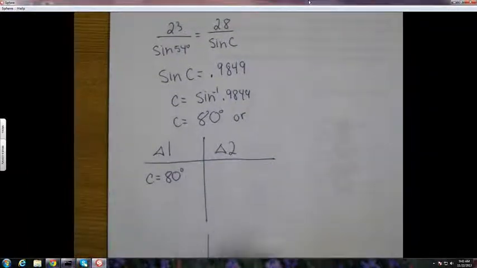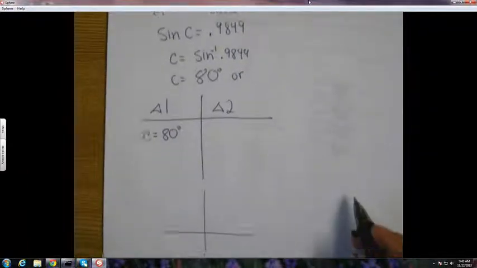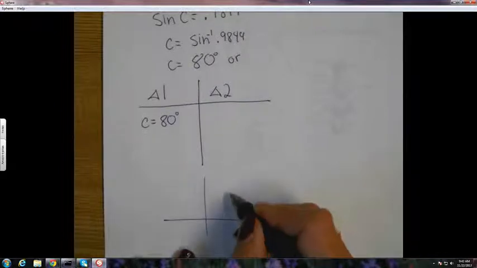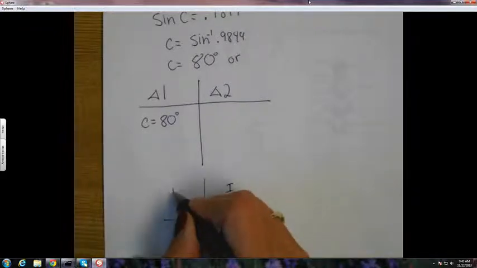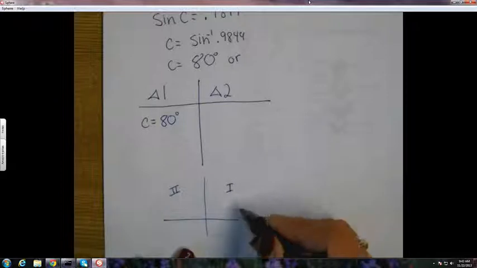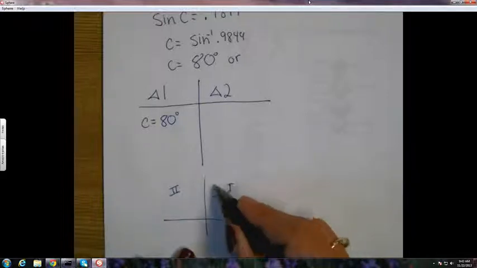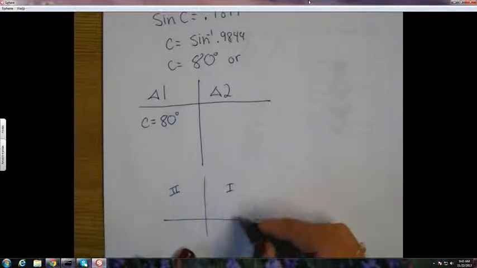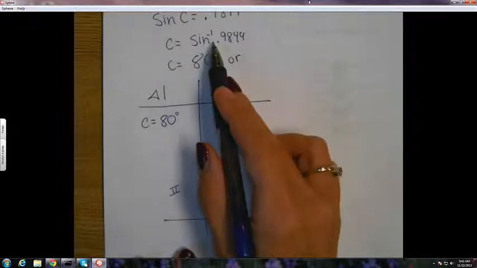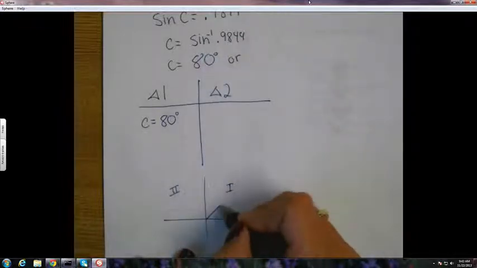If you think about the coordinate plane, sine is positive here and here. When I do an inverse sine, the calculator will always give me the angle in the first quadrant that has that sine ratio. Let's just say this was the angle.